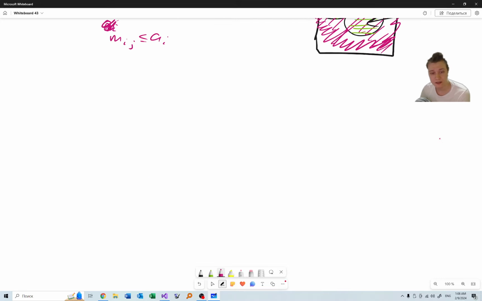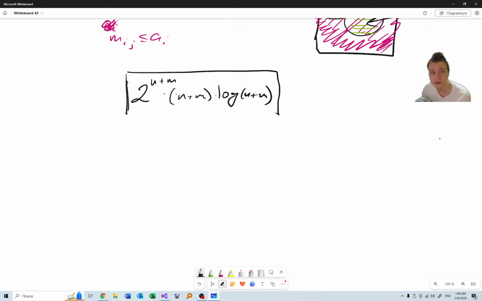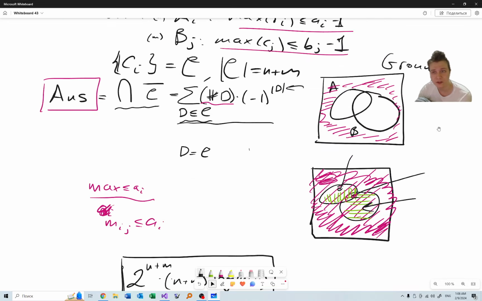However, if we simply apply this formula, we will get 2 to the power n plus m times, and maybe times n times m. Okay, times n plus m if I'm accurate with that. I can get something like this, and unfortunately it is slow, so I don't want my algorithm to work that long.